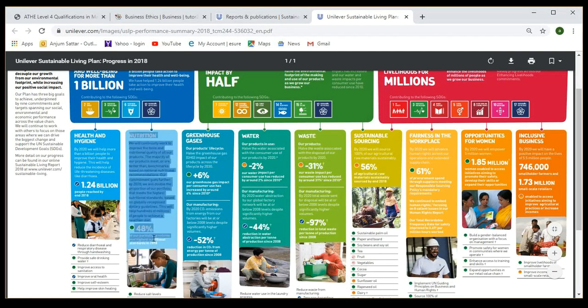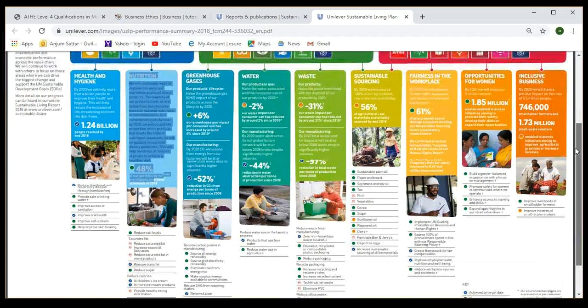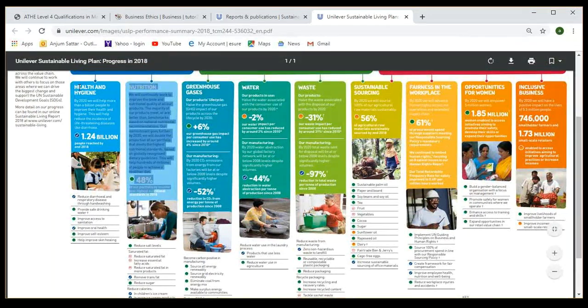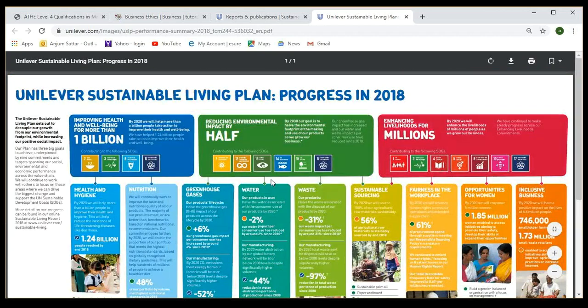They are promoting nutrition products. They are helping people to wash their hands, providing health and hygiene. They are teaching in schools how kids can wash their hands. They are looking at how to preserve things. They are helping small farmers as well. So this is all about CSR and sustainability.